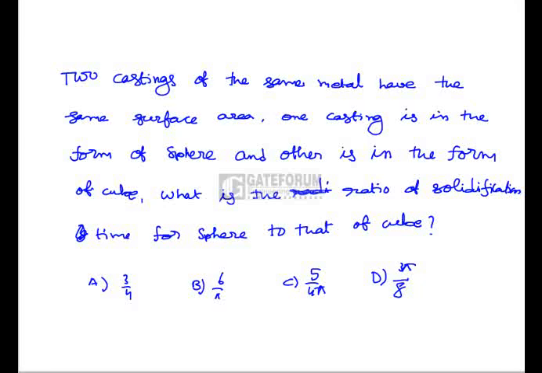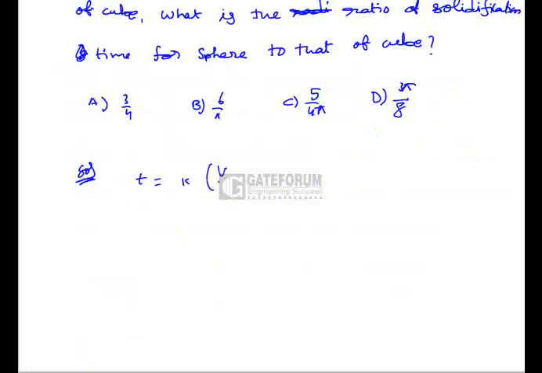What is the ratio of solidification time for a sphere to that of a cube? Here the solidification time for a casting is given by K into (V by A) whole squared, where K is the solidification constant, V is the volume of the casting or mold, and A is the surface area.